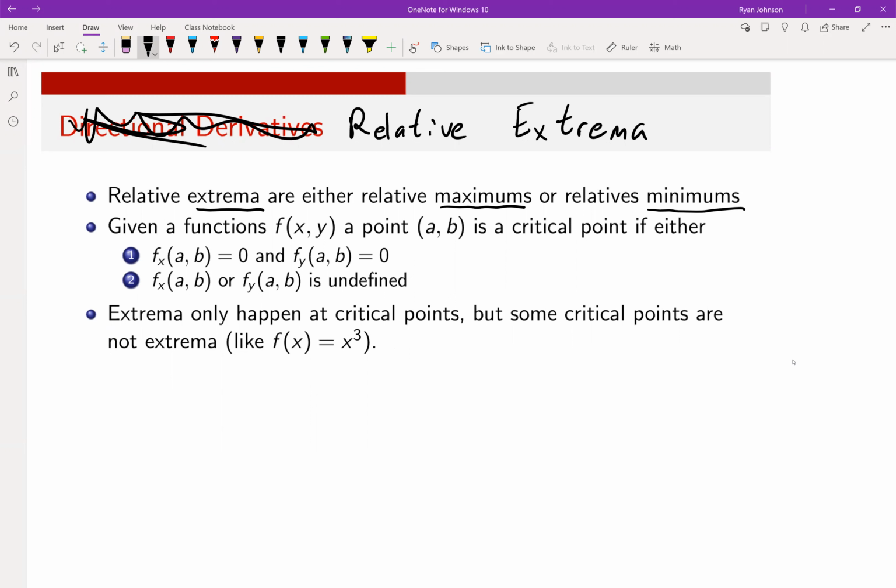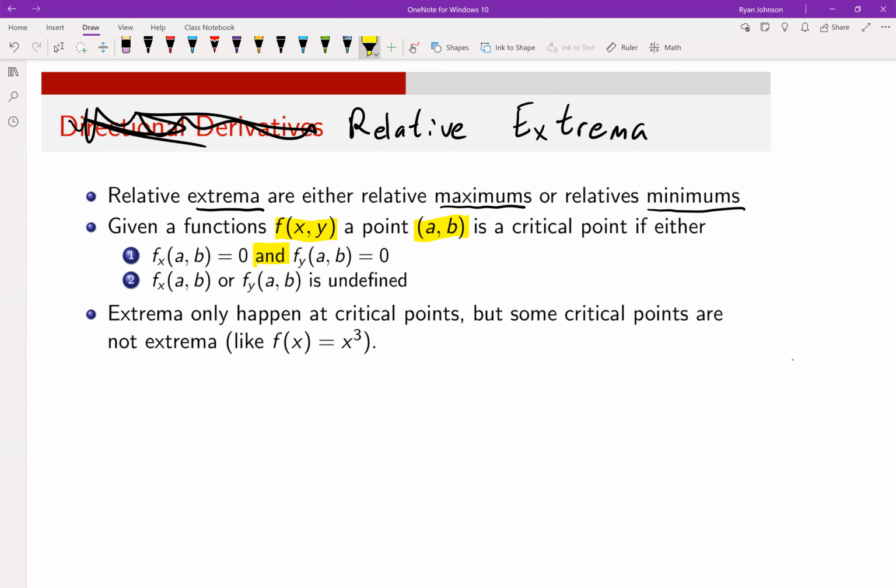And so first, we're going to talk about critical points and then extrema. They're not quite the same, but they're related. So if you have a function f of x, y, and a point (a, b), that point (a, b) is a critical point if either 1 or 2 is true. 1 is if fx, the derivative with respect to x, and fy, the derivative with respect to y, are 0, and they're both 0 at the same time. The key word here is and, for them both being 0.